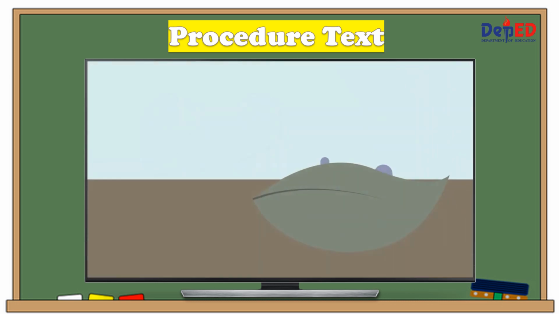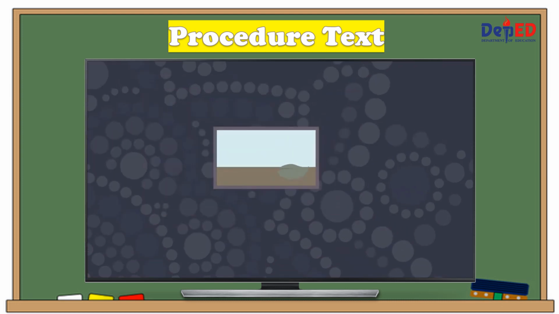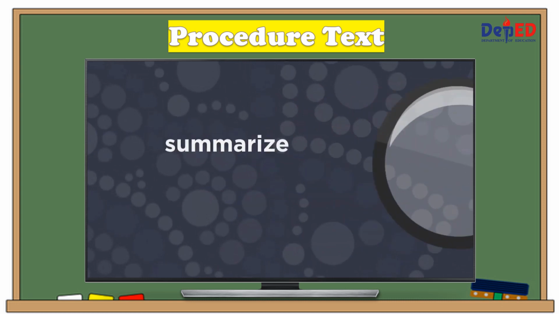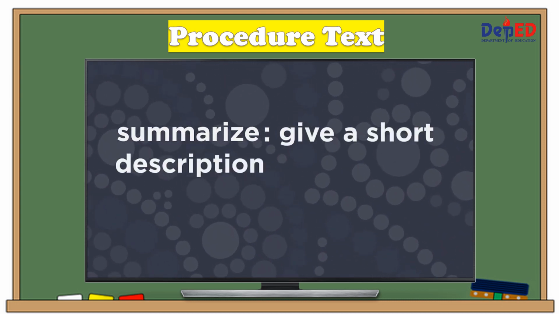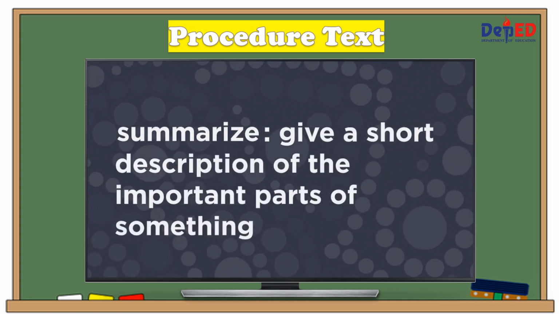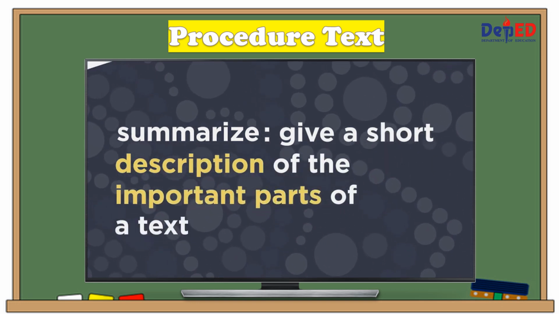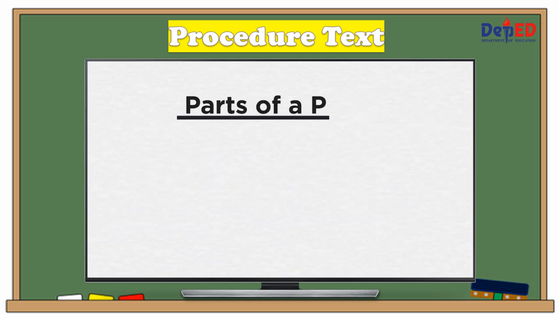They also make food for the plant. One way to show what you have learned from an informational text is to summarize it. To summarize means to give a short description of the important parts of something. In this case, you are describing the important parts of a text.